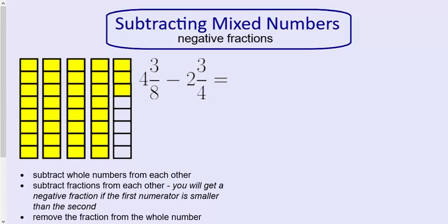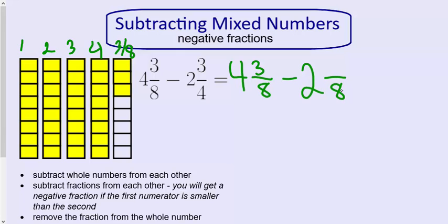Okay, let's take a look at a second example here. I've got 4 and 3/8. I've got four full shapes there and 3/8 of another shape. I need to rewrite this with common denominators, so I'm going to have 4 and 3/8 minus 2 and 3/4. 8 is my least common denominator, and 3/4 is equal to 6/8. So 4 and 3/8 minus 2 and 6/8.